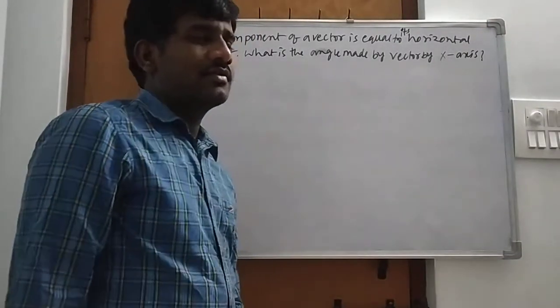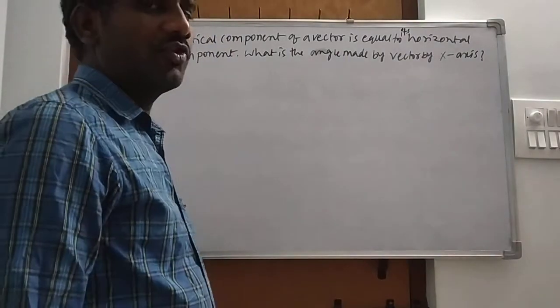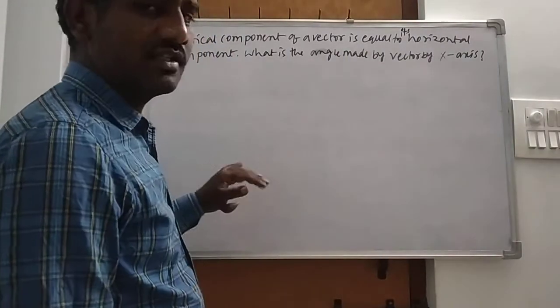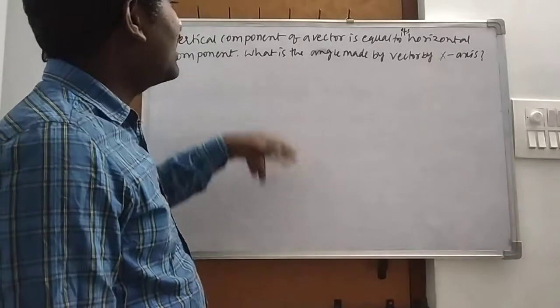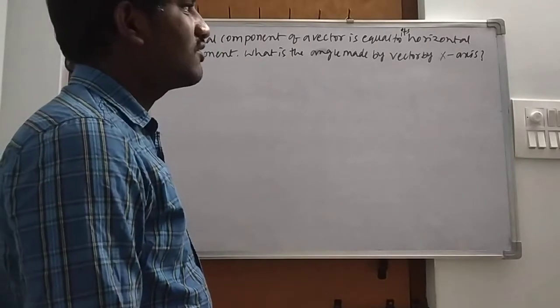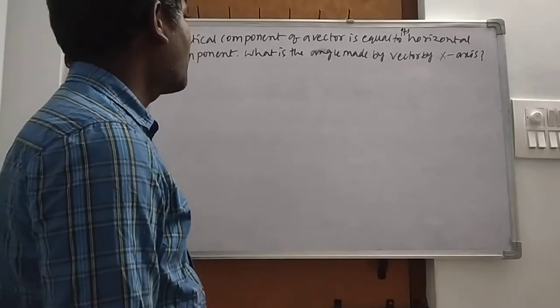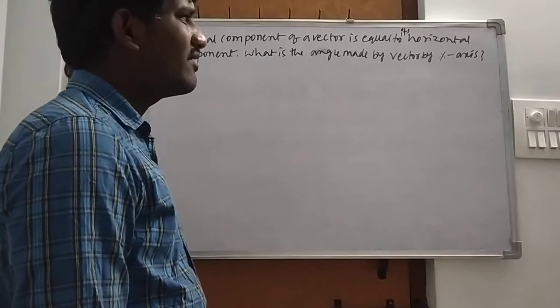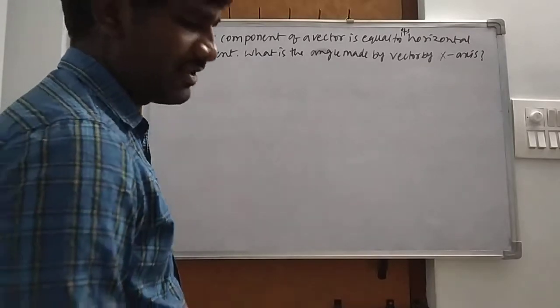Next question is, see, it is a very easy 2 marks problem. 2 marks problems are there in this chapter. The vertical component of a vector is equal to its horizontal component. What is the angle made by the vector with the x-axis?